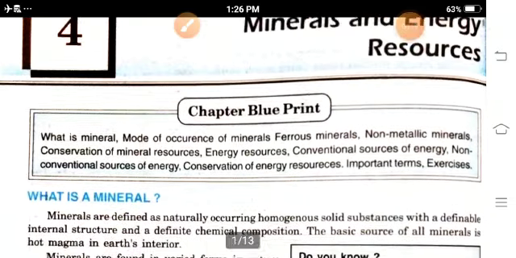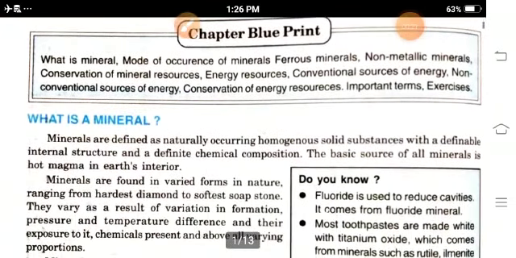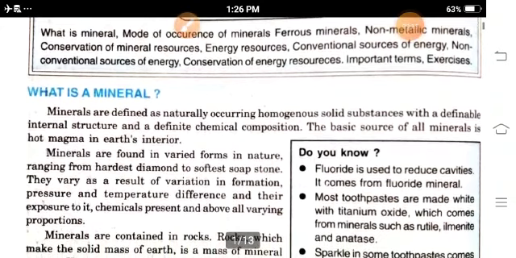Basically, minerals are found inside the earth. They are homogeneous solid substances with a definite chemical composition. Minerals are formed in three categories. One is metallic, second is non-metallic, and the third is energy resources.